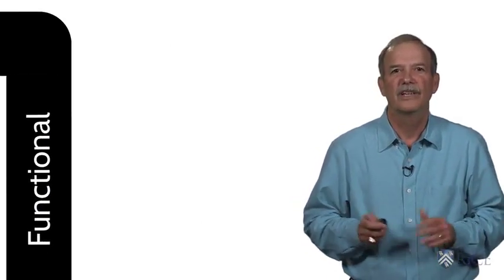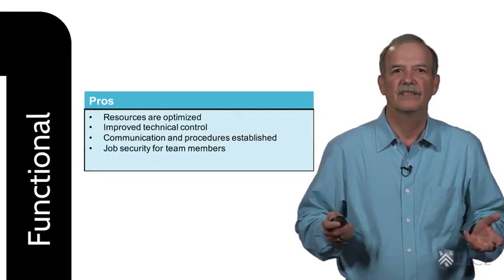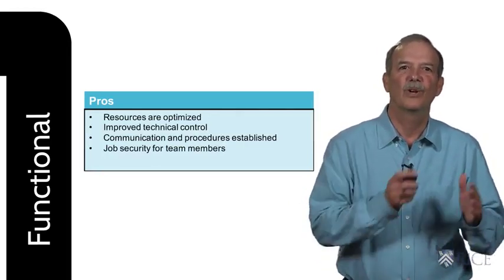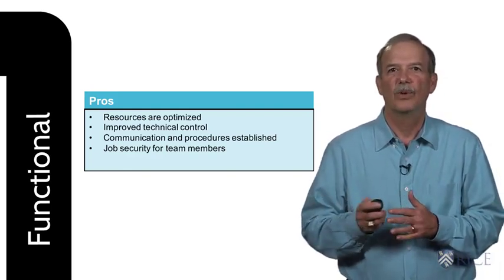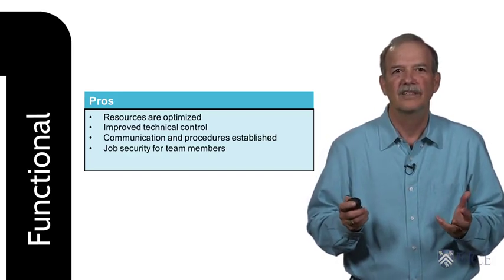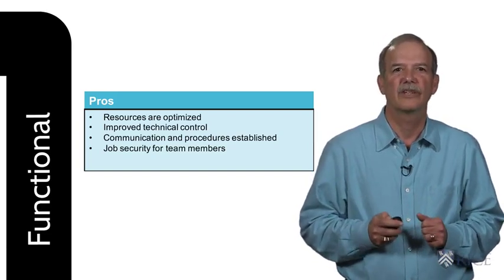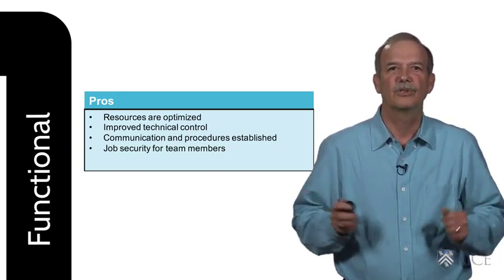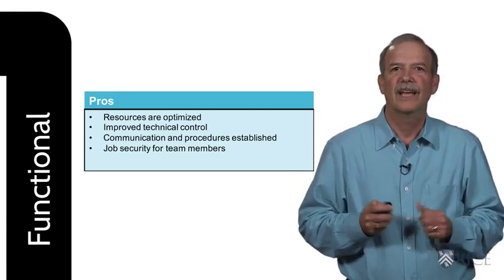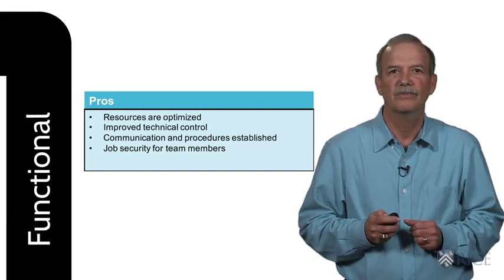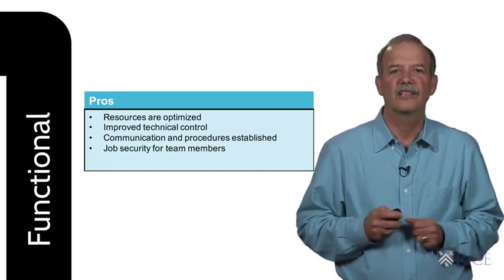This type of structure has certain advantages. The resources allocated to the project are optimized. The same staff works in the ongoing operations of the organization and the project. When the project doesn't need their services, they go back to their day job, thereby limiting the time and cost they spend on the project. Technical control is improved because the project team is embedded in their functional group. They have access to the technical experts in the group. Also, the functional managers overseeing their work control the technical content of the project.